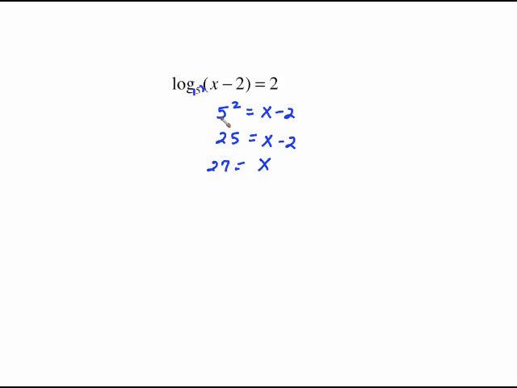And we can check this one in our heads pretty easily. 27 minus 2 is 25. And this is asking me what is the log base 5 of 25? It's 2, so that one checks.